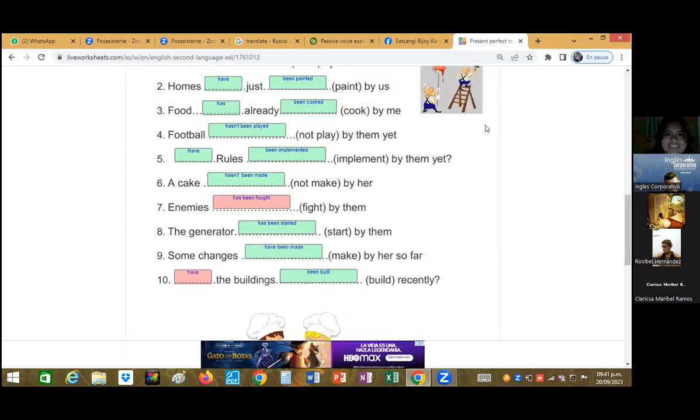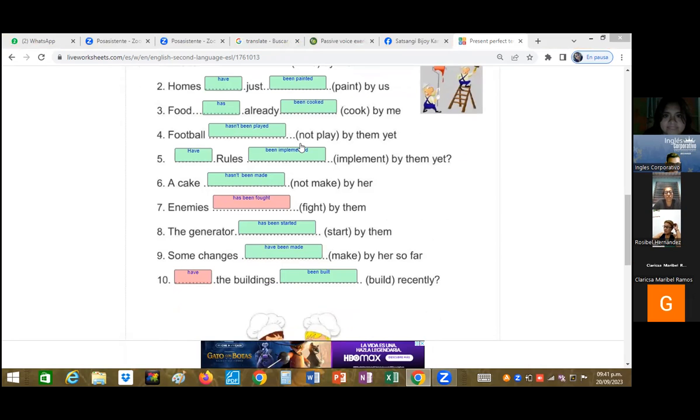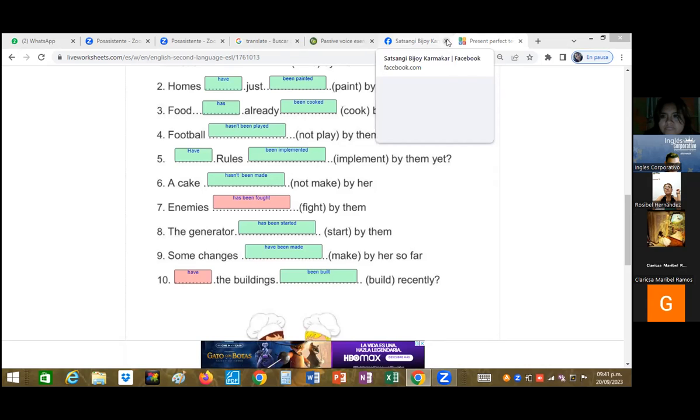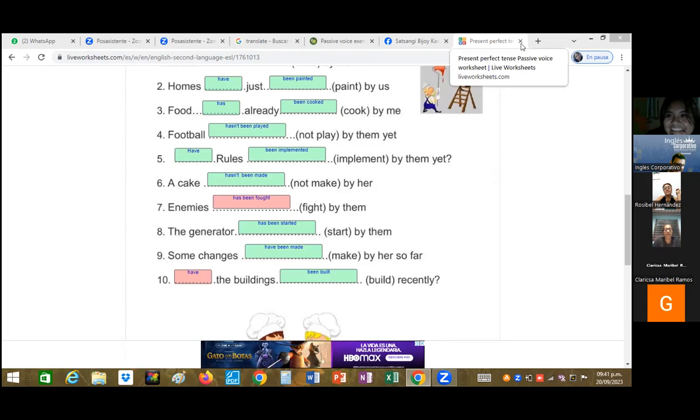Vamos a abrir el otro link que mandó el teacher. Si puede, envíen el screen al grupo de WhatsApp, please. Ok, teacher. Y si tienen los demás ejercicios también, por favor. Ya los enviaré.